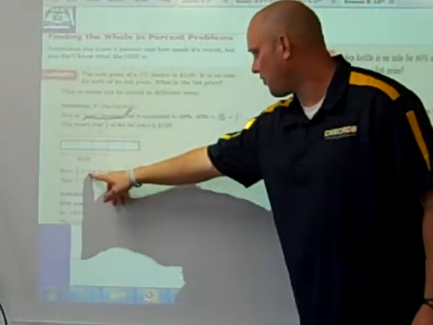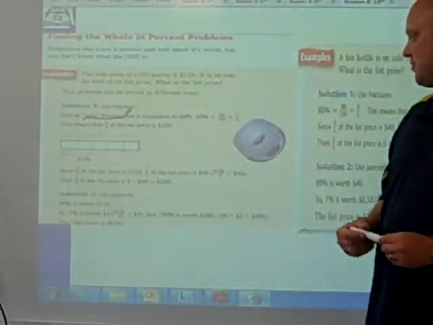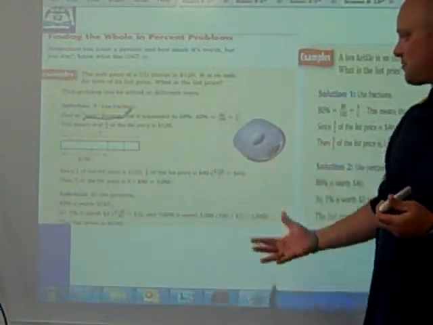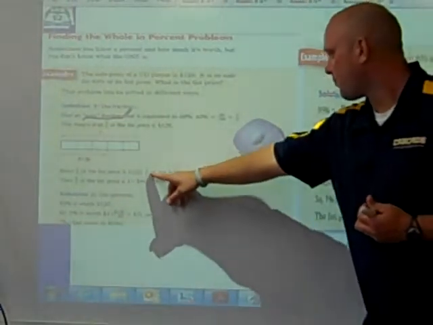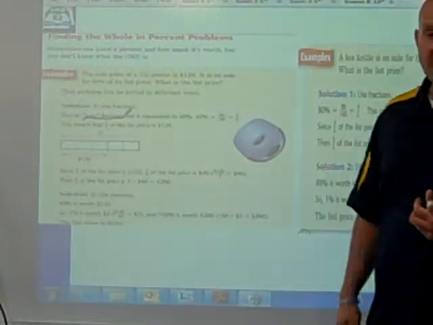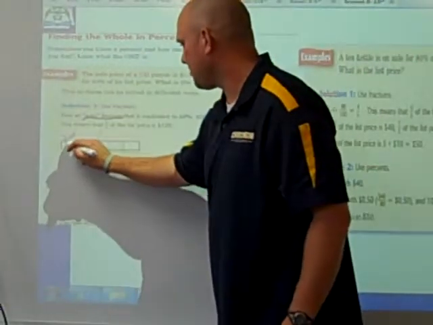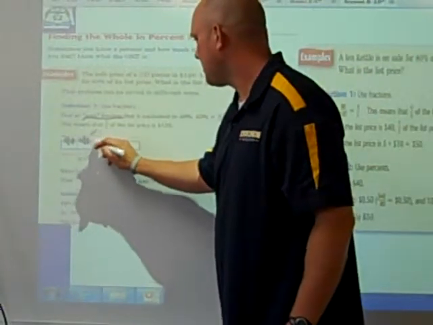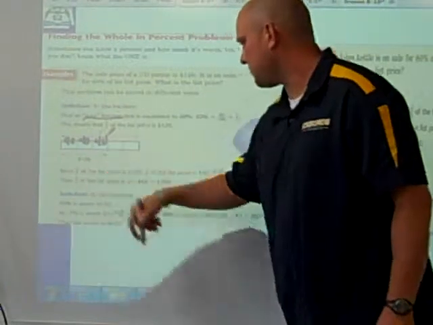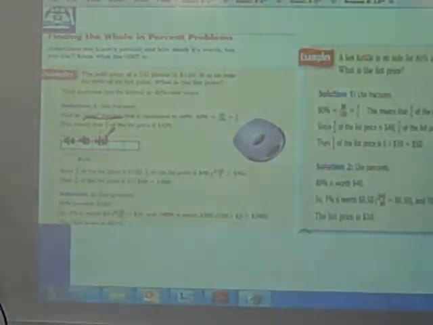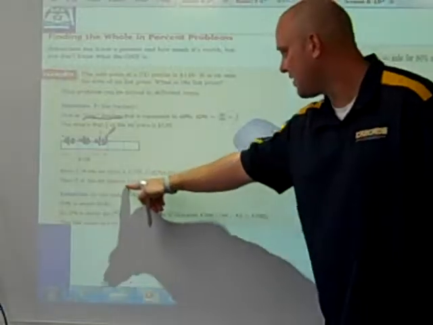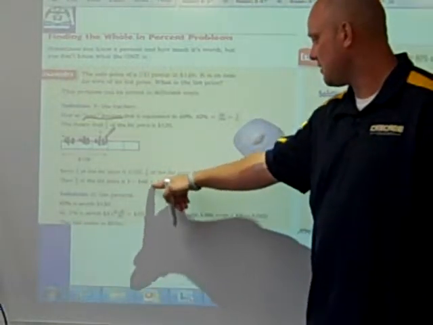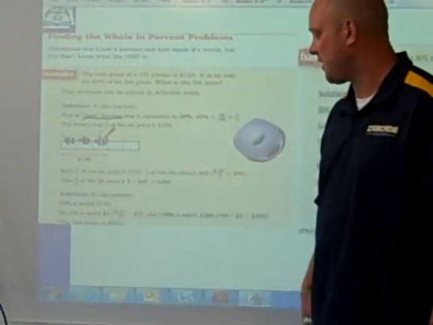So when you go 3/5 of the list price, as you go through and work this problem out, 1/5 of it is going to be $40. So that's where you know you have 40, 40, 40 there. That's where you get your $120. So 5/5 of the list price is going to be $200 as you put your 40 in there.